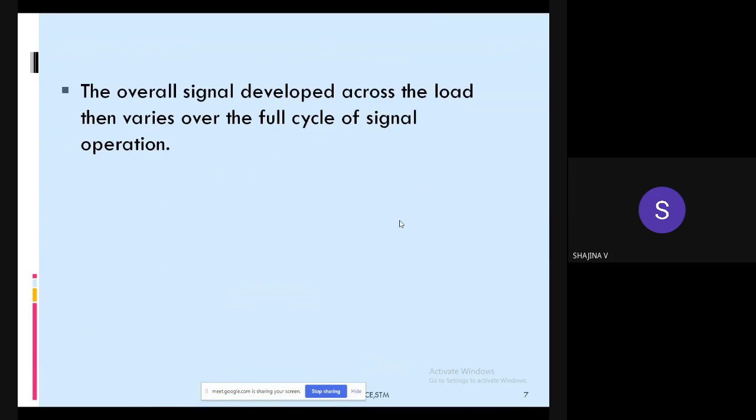Okay. So the overall signal developed across the load then varies over the full cycle of input signal operation. That is, for the complete input signal, we can get the output by using this push-pull configuration.